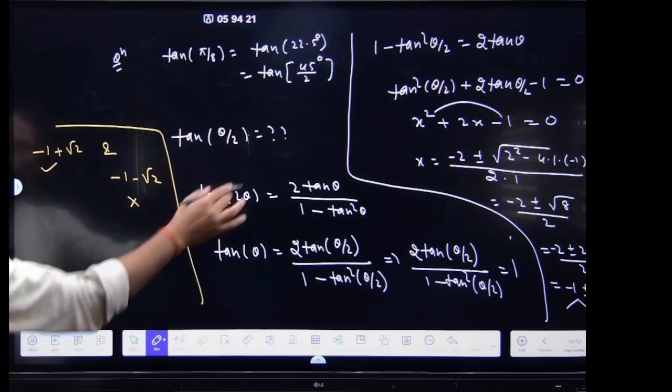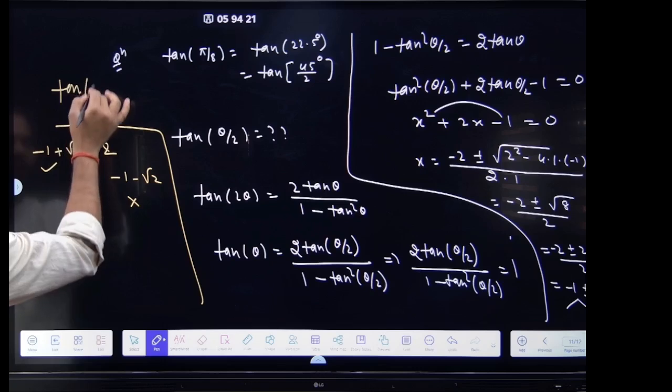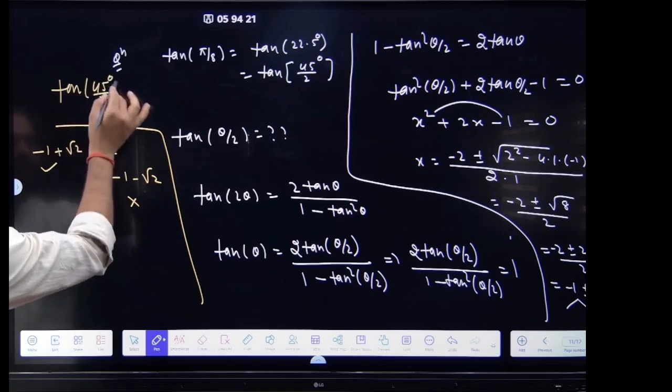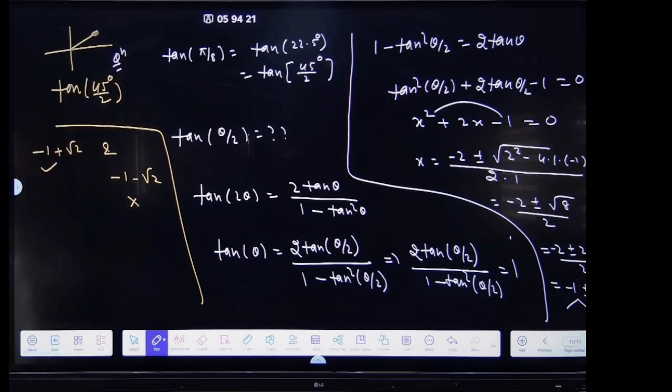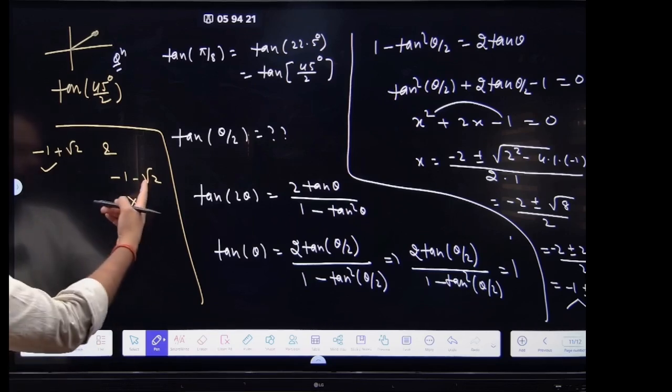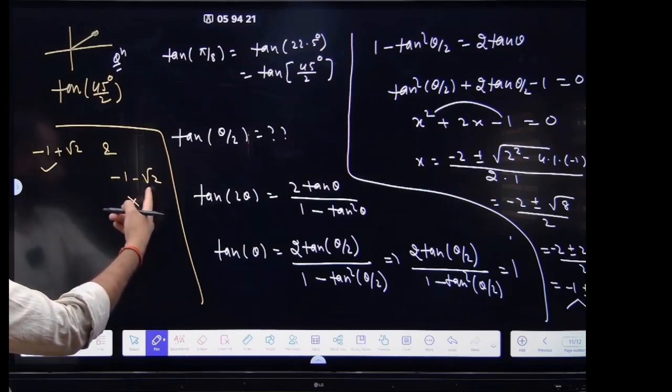Just see how. How much do you want? You want 45 degree by 2, right? Where will this angle be? In the first quadrant, right? In the first quadrant tan should be positive, no? How will it be positive? Just see, both are negative. So this is not possible.